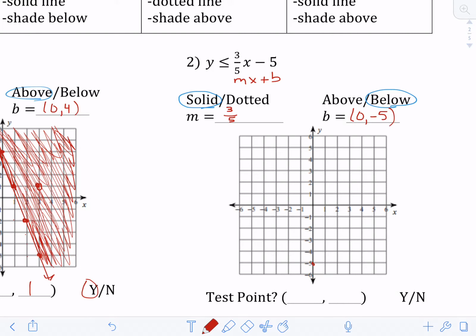So (0, -5), and then my slope is 3/5, so up 3, 1, 2, 3, and over 5, 1, 2, 3, 4, 5. And I can't go any more, so I'm going to go ahead and connect my dots. And that's a solid line. And I have to shade below. So we can pick a point this time, any point. Let's pick (-1, 2). Is that in the solution set for this inequality? It's not. It's not on the line. It's not in the shaded region, so the answer is no.